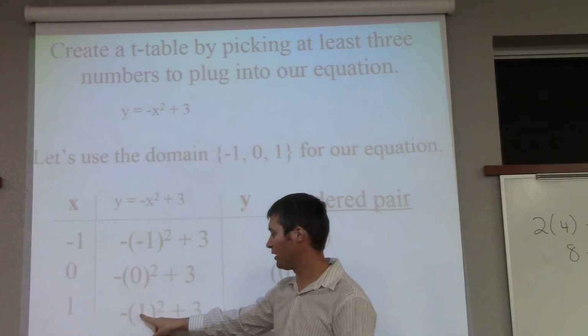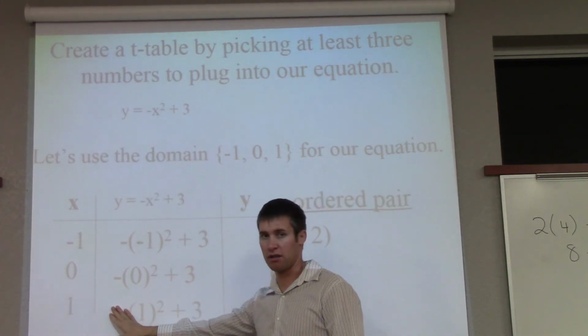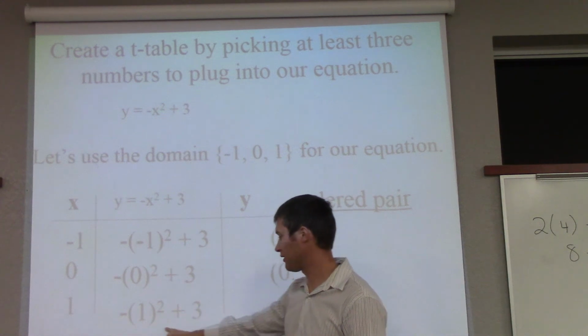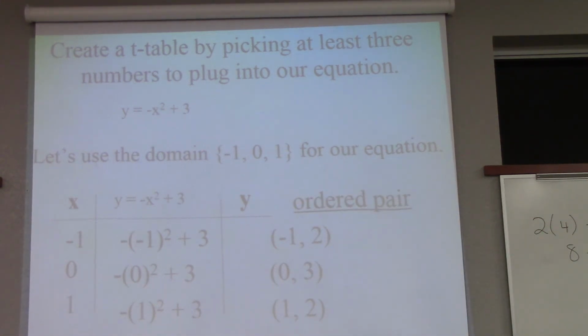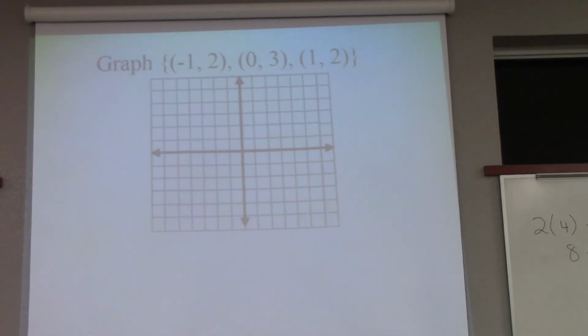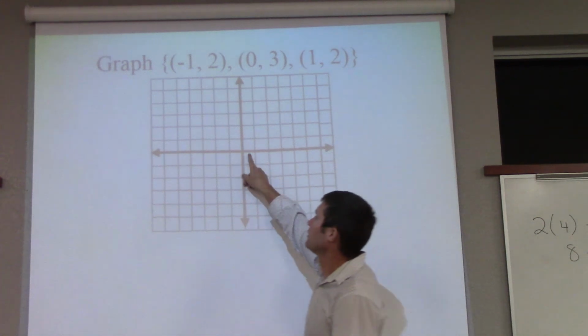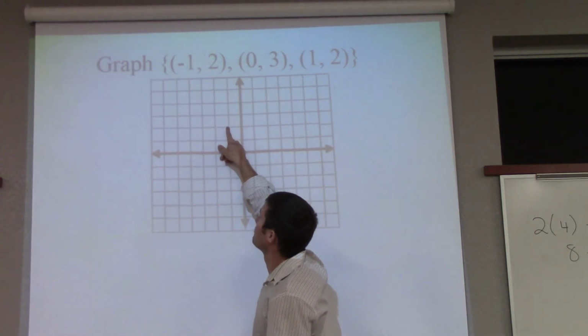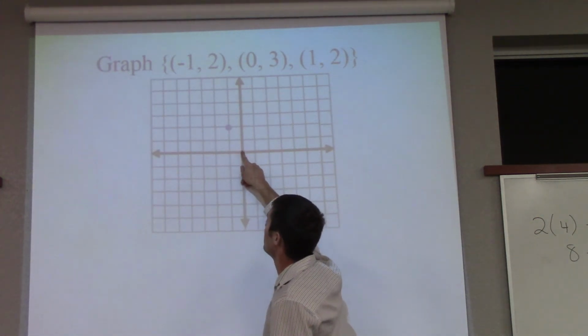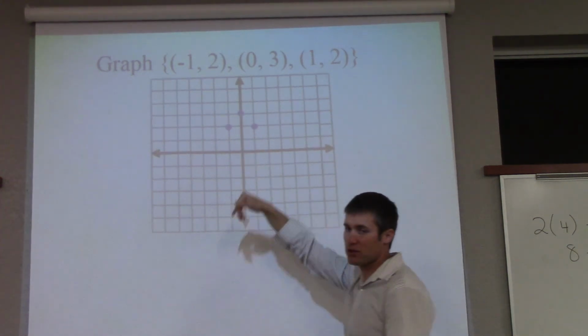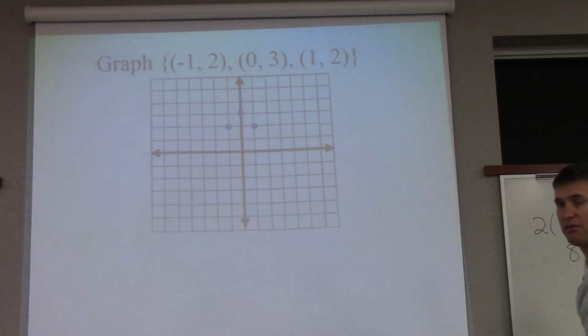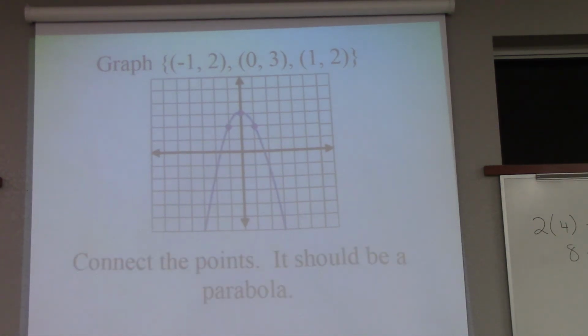Then you plug in 1. 1 squared is 1, then you apply the negative. So it's -1 plus 3, which is 2. So you have these ordered pairs: -1, 2; 0, 3; and 1, 2. And we graph them. -1, up 2; 0, 3; and 1, 2. This is going to be a U shape. This won't be a V. And there's our graph.